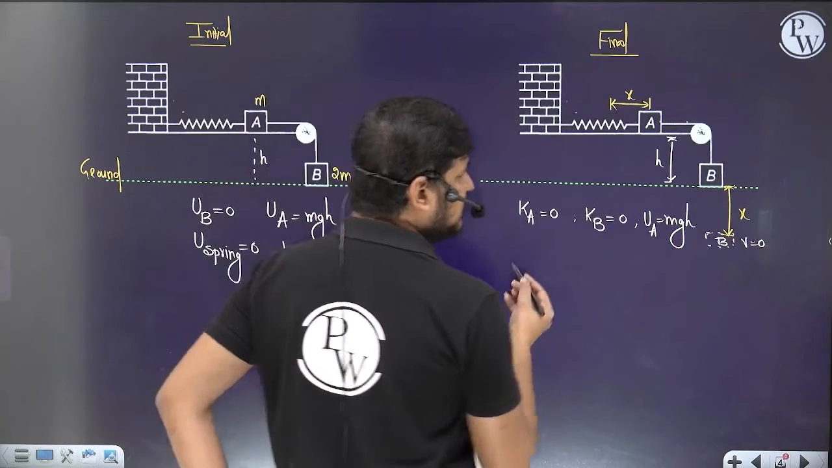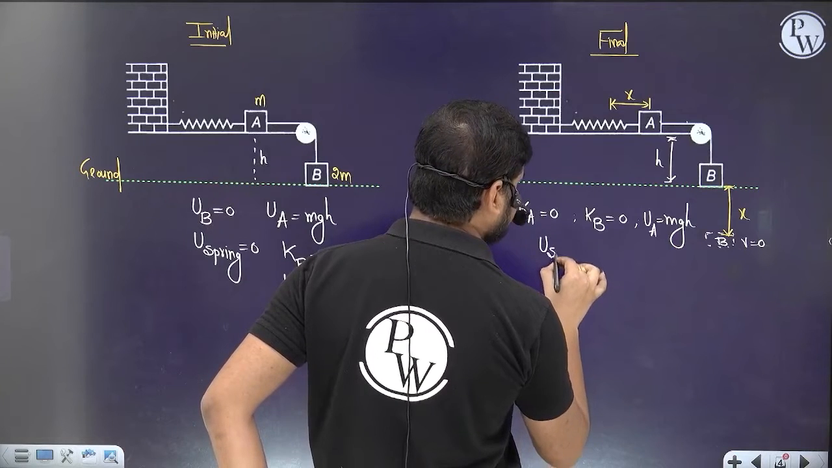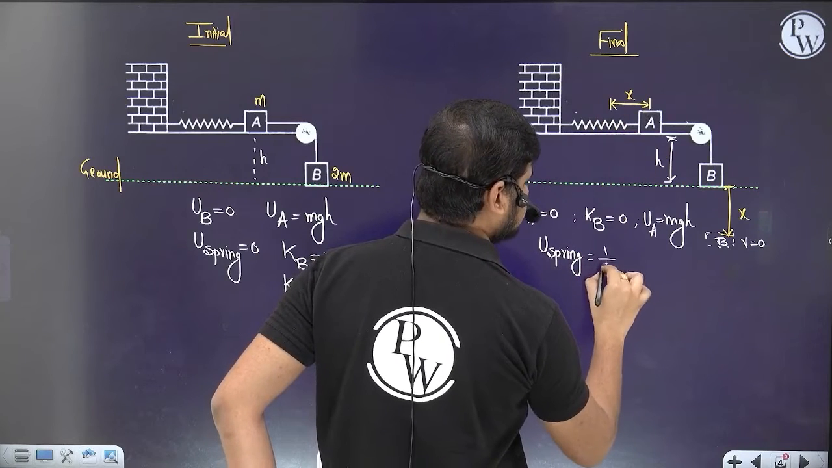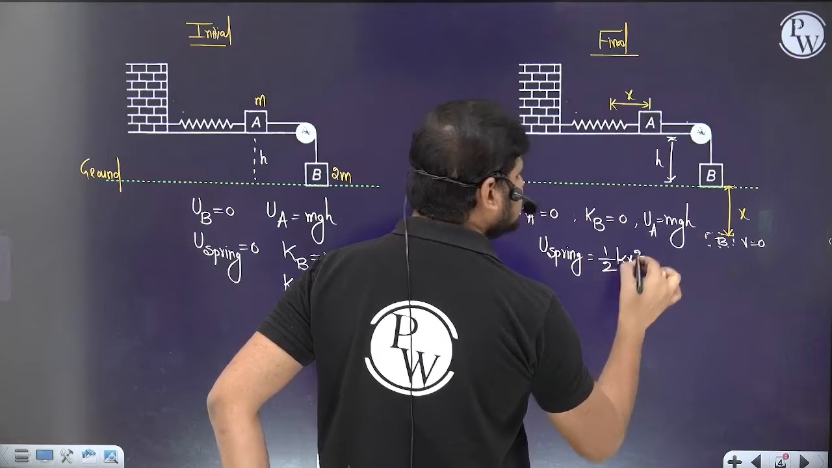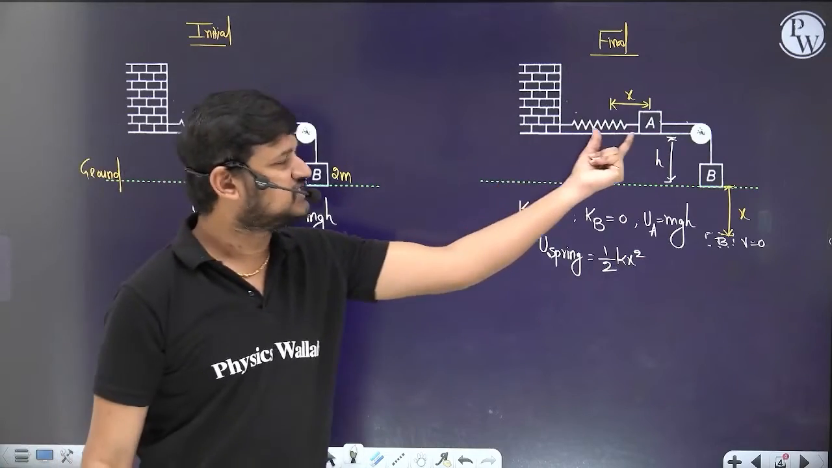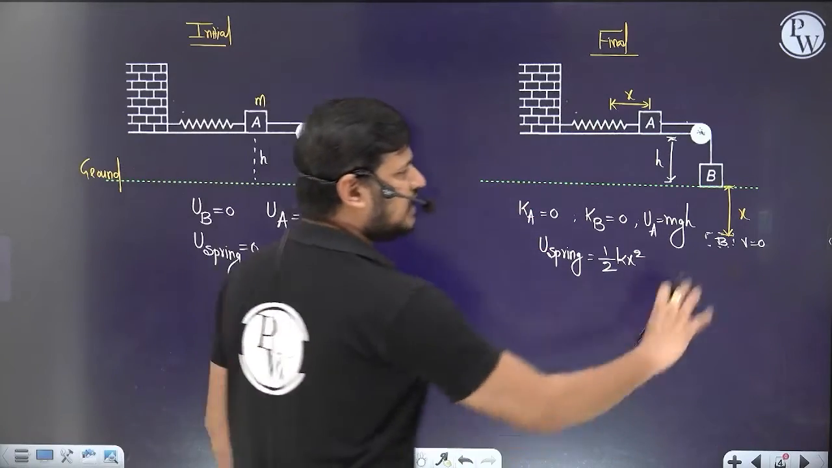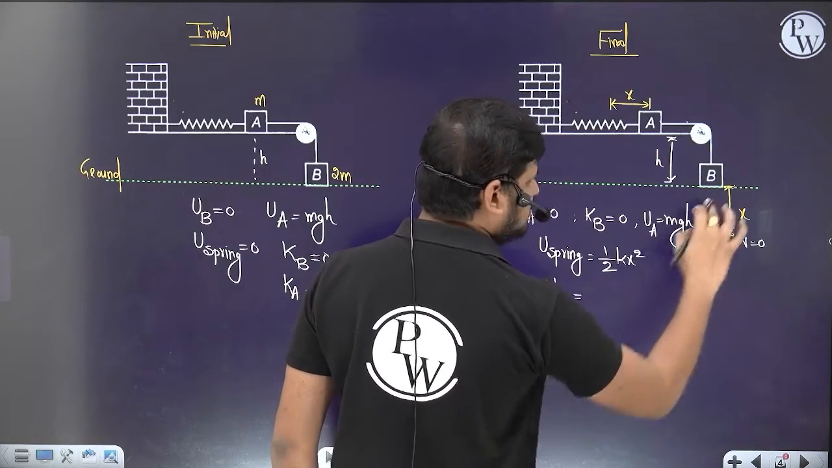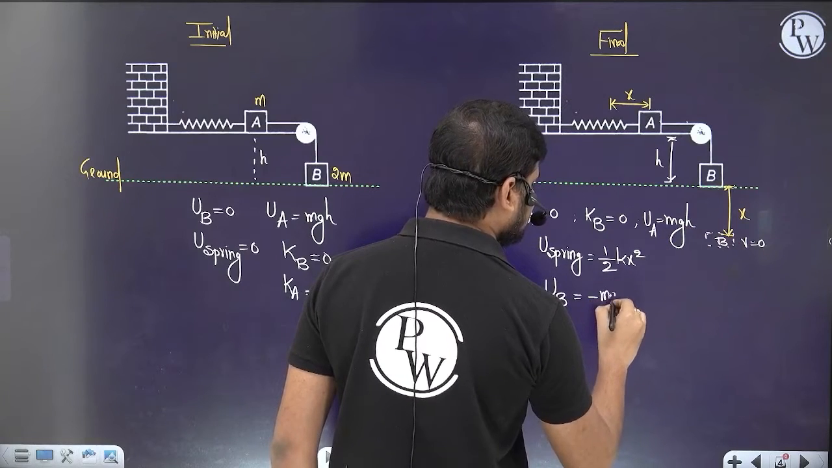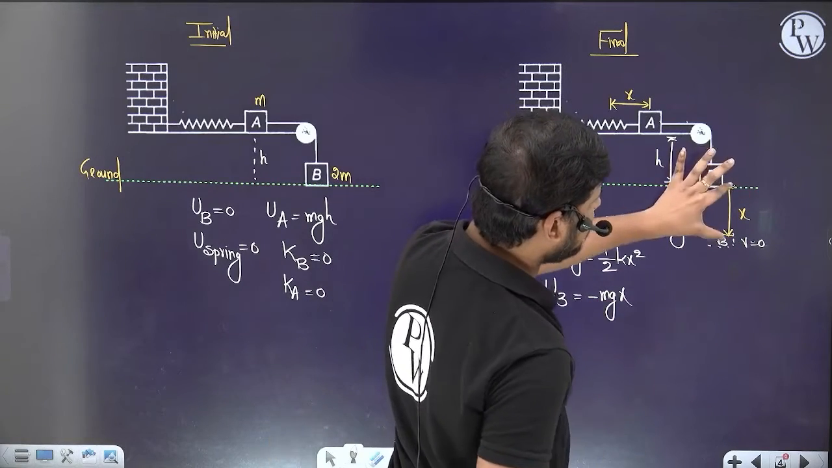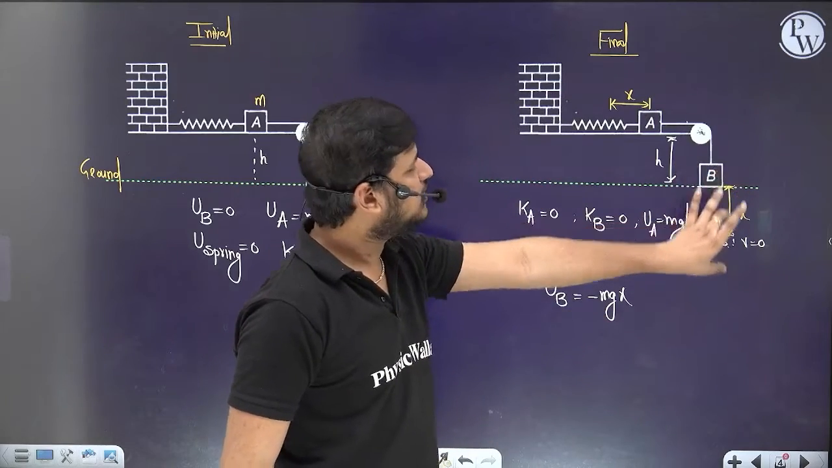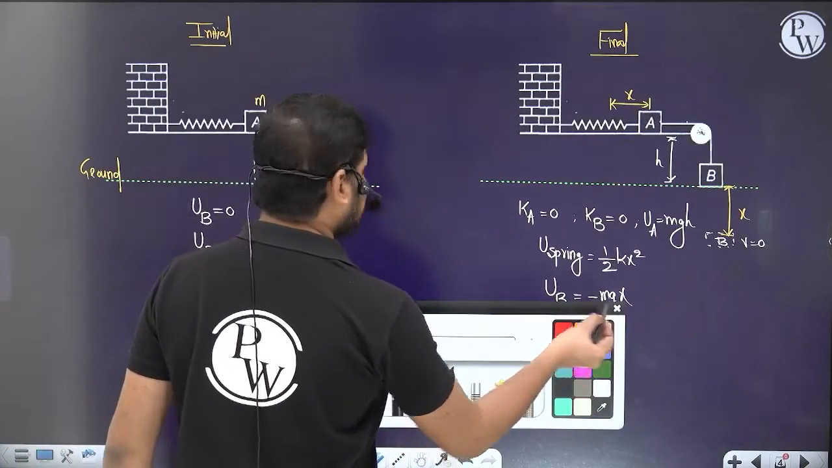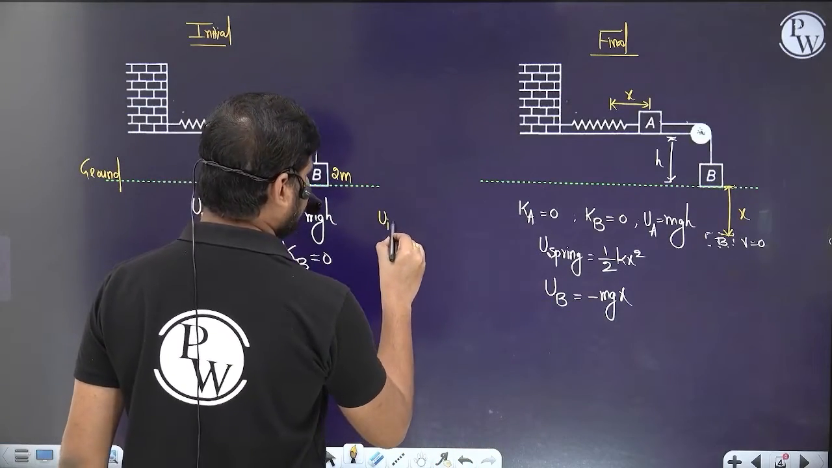The potential energy of the spring: this time the spring is stretched by x, so the potential energy stored in it is half kx square, because it is stretched by x distance, right? The potential energy of the B block: it is below the ground, so I can write minus mgx, since the distance below the ground is x. Then apply the conservation of mechanical energy.